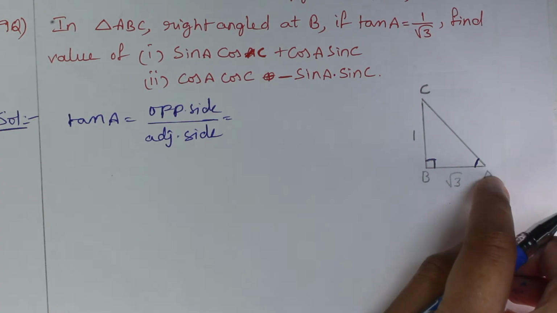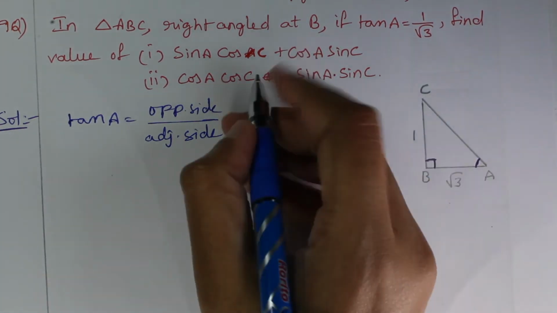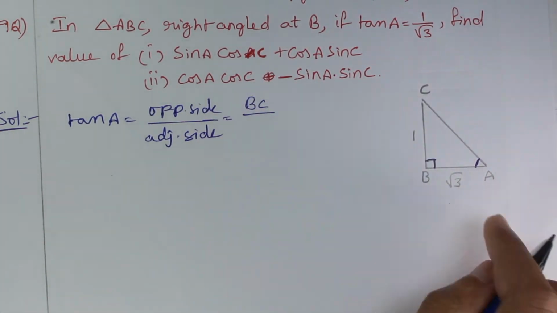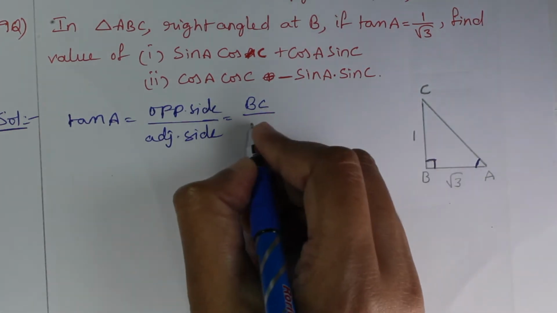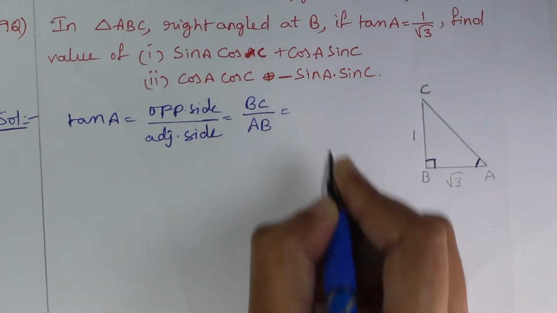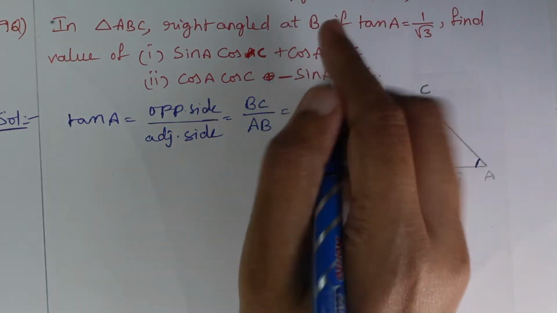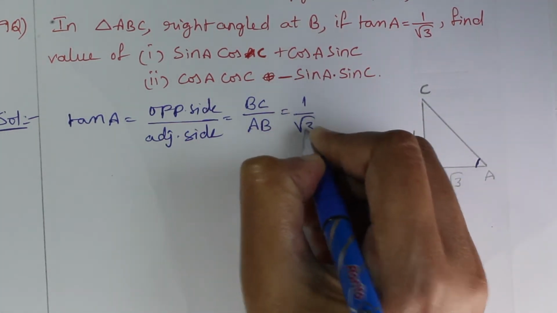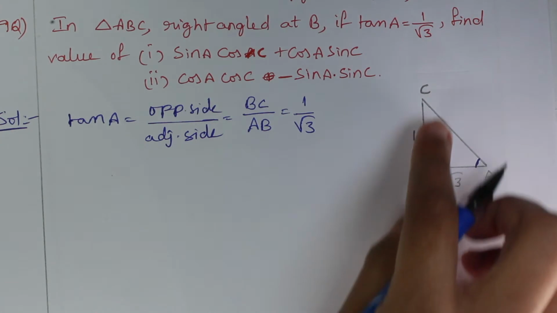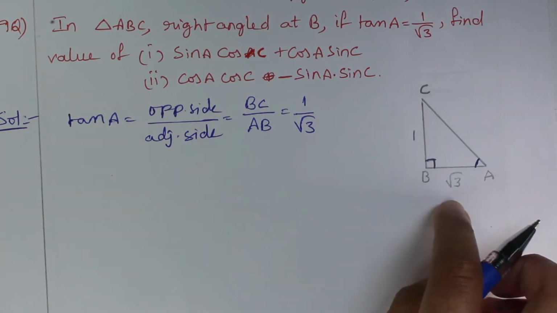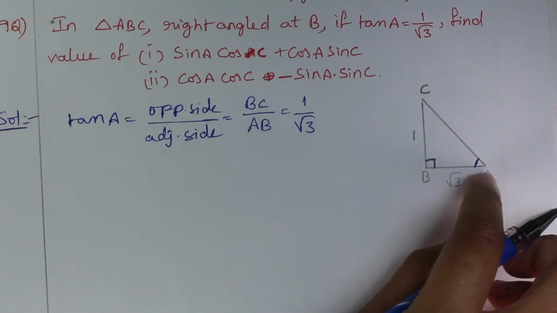What is the opposite side of angle A? BC, divided by adjacent side AB. That is equal to what is the value given for tan A? 1 by root 3. So let us assume BC to be 1 and AB to be root 3. Okay. Now we can find out the value of AC using Pythagoras theorem.